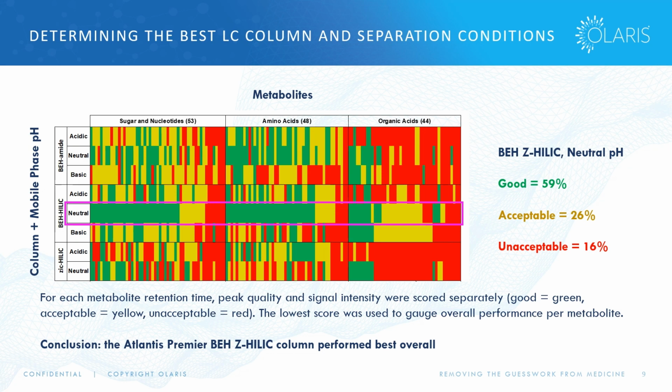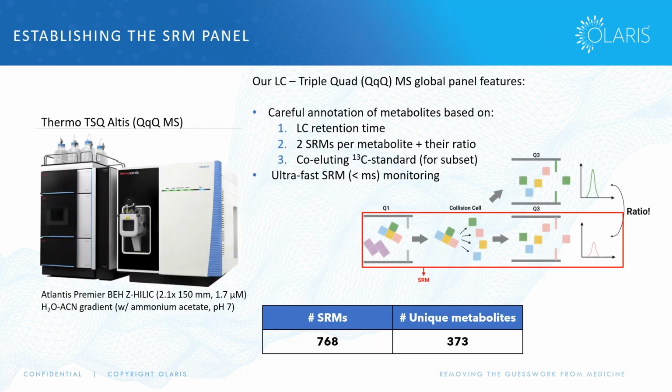We then finalized the gradient conditions, and then the next step for all of the 370 some metabolites that we acquired was to get various features. And so we very carefully built an SRM panel, and we're now able to annotate metabolites based on a combination of retention time that we acquired using the standards. We acquired 2 SRMs per metabolite, and so those separately, and also the ratio of the intensities from these SRMs are also features we can use for the annotation.